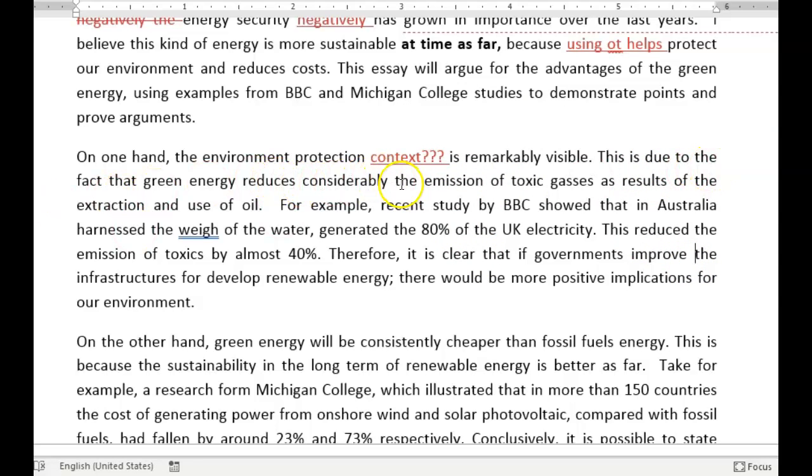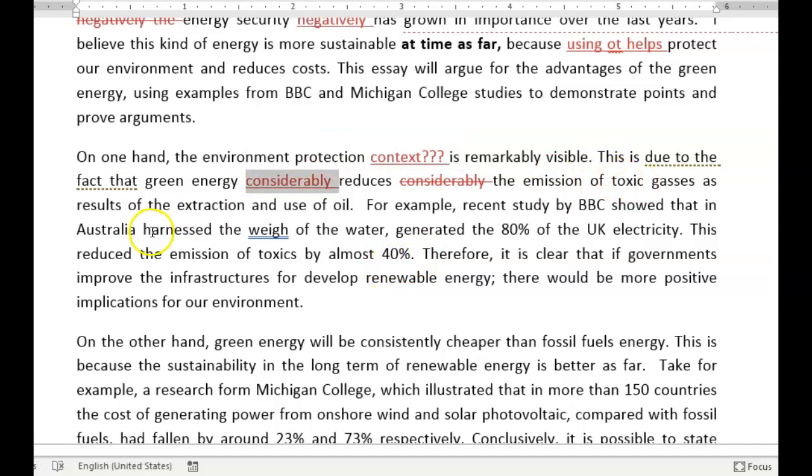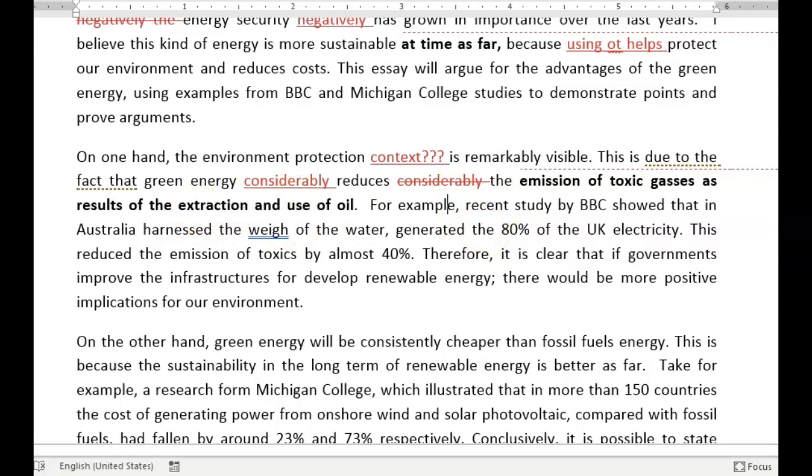"This is due to the fact that green energy considerably reduces the emission of toxic gases as a result of extraction and use of oil." No, wait a second, you contradict yourself. You say green energy here and you say as a result of extraction and use of oil. If you mean that when oil is extracted or used, the amount of toxic gases is incomparably higher, you really have to fix this part because the comparison is not balanced. So once again, it should sound like this: This is due to the fact that green energy considerably reduces the emission of toxic gases, the amount of which is impressively high at the extraction and use of petrol. I would say petrol, not oil.